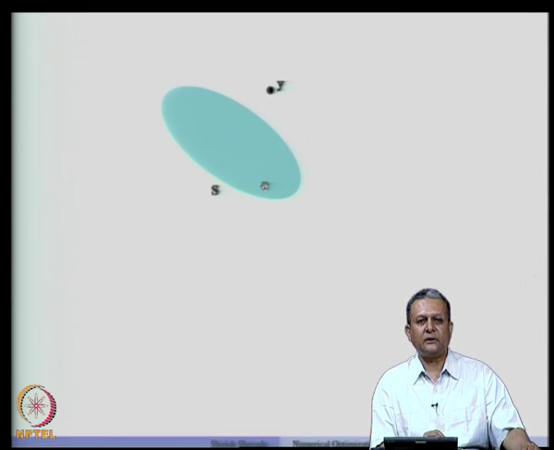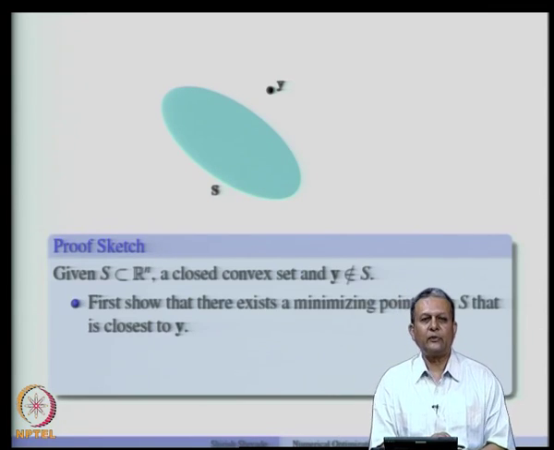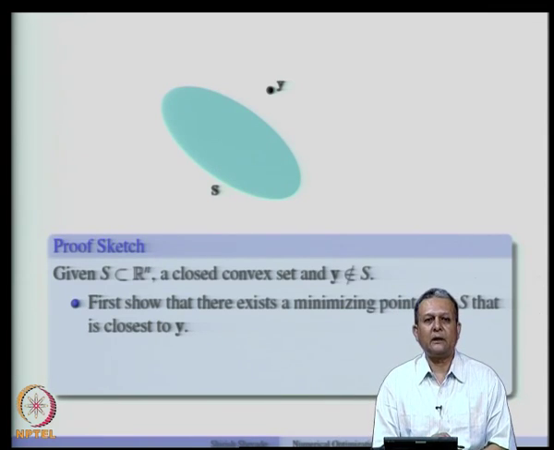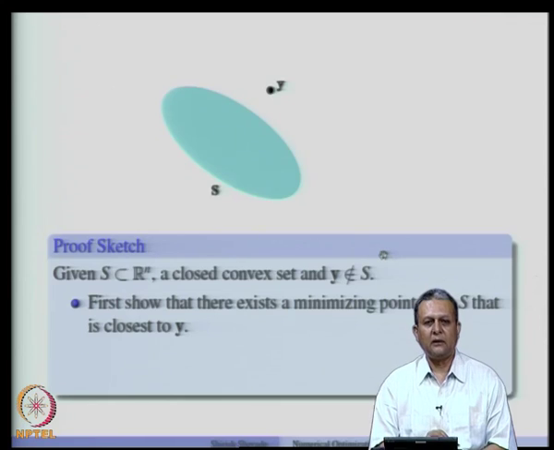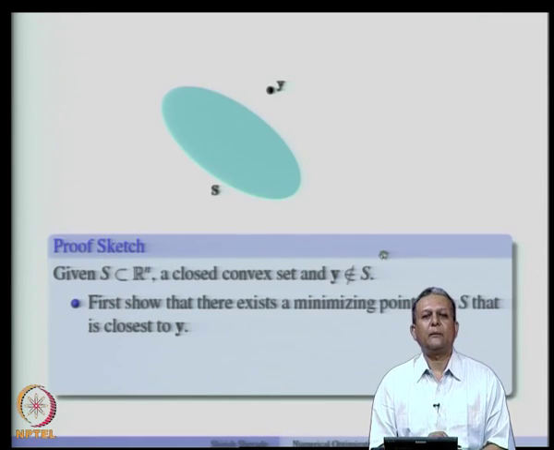Okay. So, given the set S and a point y which is not in the set S, we will give a proof sketch. It is very easy to write the proof. So, we will give some important points that need to be considered while writing the proof. We are given a set S which is a subset of R n, and it is a closed convex set, and y is not in S. Now, the first thing that we have to show is that there exists a minimizing point in S that is closest to y. Okay. So, how do we show that there exists a minimizing point?